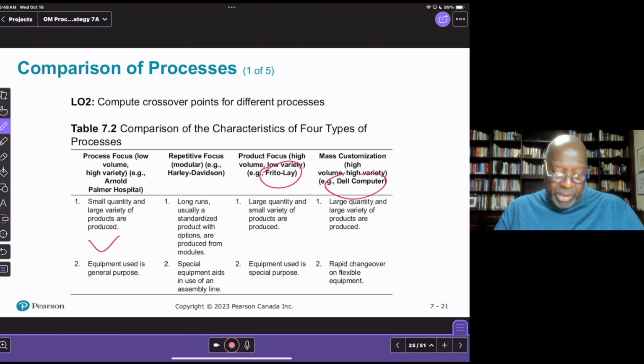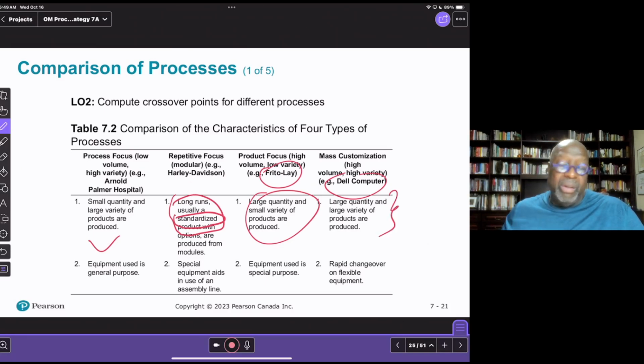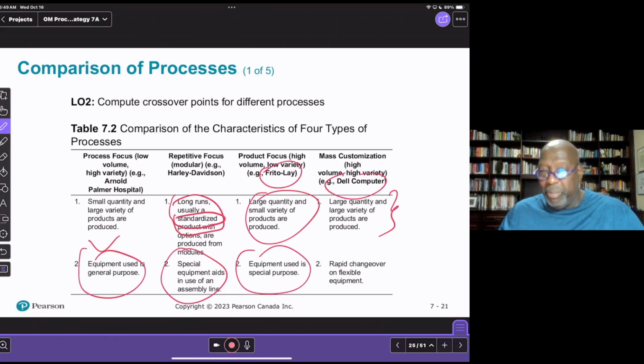In a repetitive focus, we tend to have longer runs, but usually, interestingly enough, a standardized product with a few options. Then we have large quantities with very small variety of products, and here we have a combination of the two. In terms of equipment, process focus uses general purpose equipment, and an assembly line uses special equipment. For product focus, the equipment used is special purpose. So if we're brewing beer, you can't turn around and use it to manufacture chips. And then you have to be able to have rapid changeover on flexible equipment.